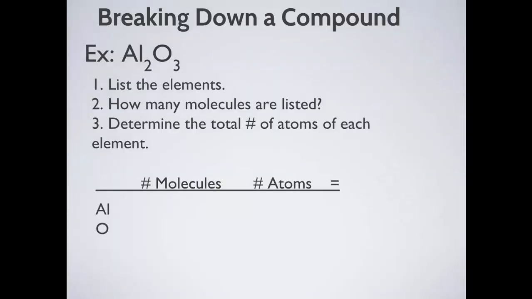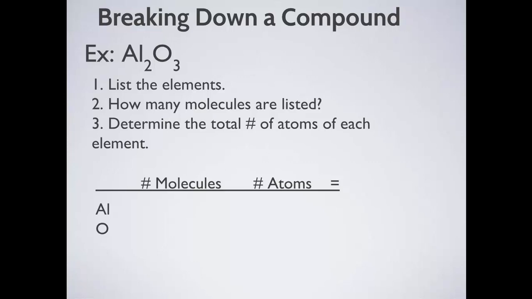So what we're going to be doing is calculating the molecular mass of various compounds. So the way we do that, take this example, Al2O3. We list the elements that are present in this compound. In this case, it's simple. It's just aluminum and oxygen.